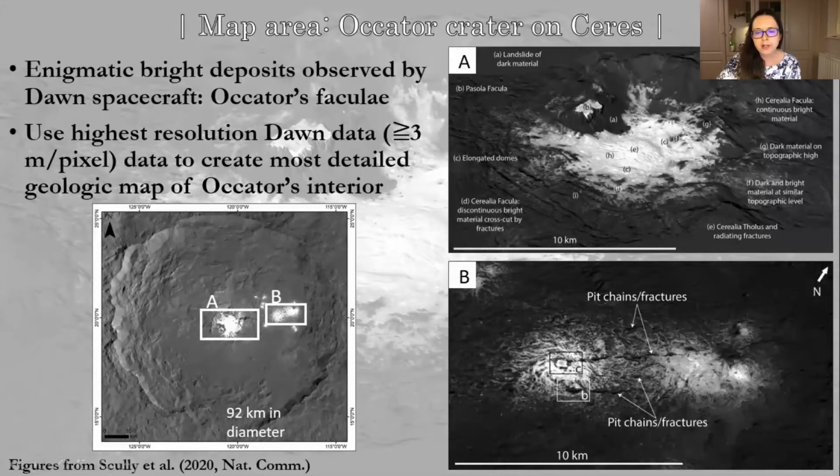The aim of our mapping study was to use the highest resolution Dawn data to create the most detailed geologic map of Occator's interior, including these faculae. This data was up to about 3 meters per pixel, and it was taken during the latter stages of the Dawn mission. Next slide, please.